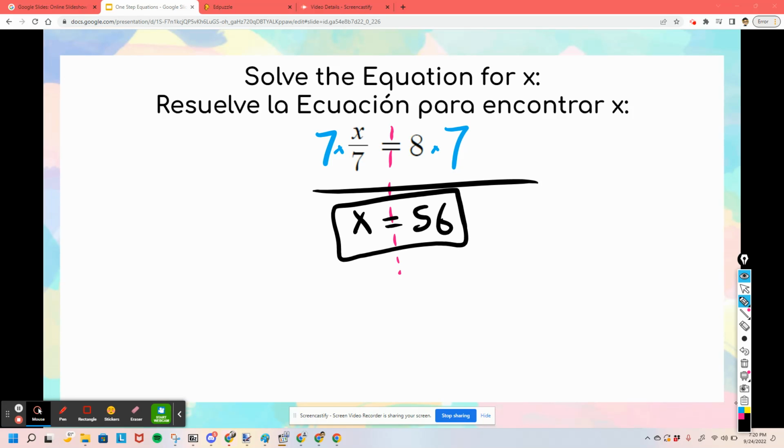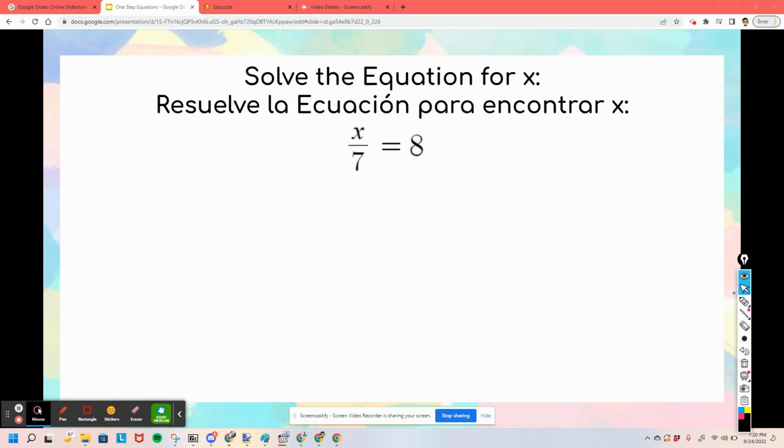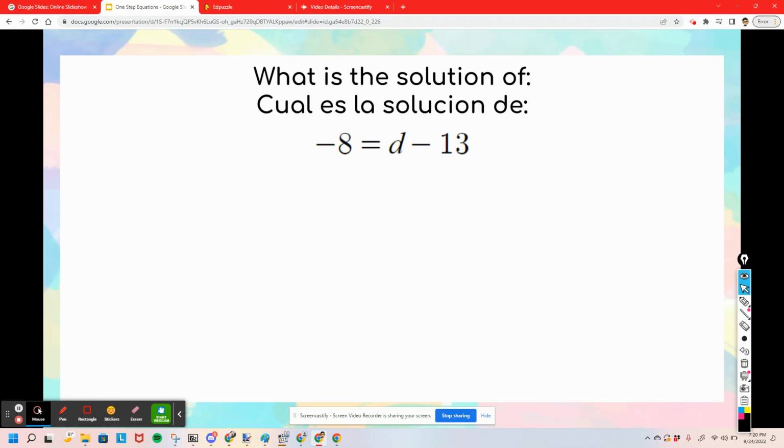Final answer. All right, final question here, I want you to try this one. Try it out. Edpuzzle's going to prompt you. Okay, if you solved it, you should have gotten 5 equals d. That is a 5. Don't bully my 5s.